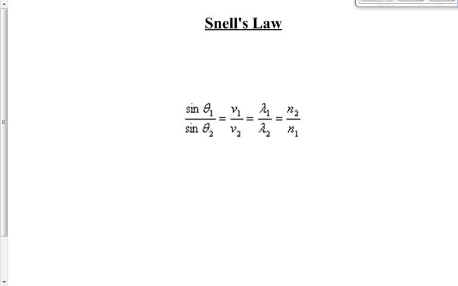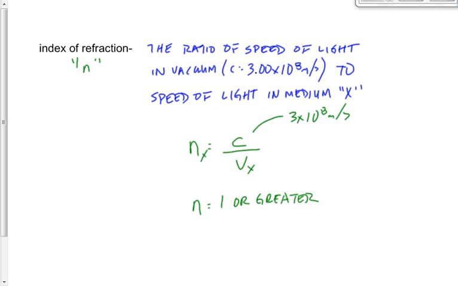Now, finally, I want to give you an equation that puts all this together mathematically. It's called Snell's Law. Snell's Law, you can see, has 4 different parts. It relates together the angle of incidence and refraction, the angle that it comes in and out of the boundary at, the speed, the wavelength, and the index of refraction, n. I want to go back here for a second.